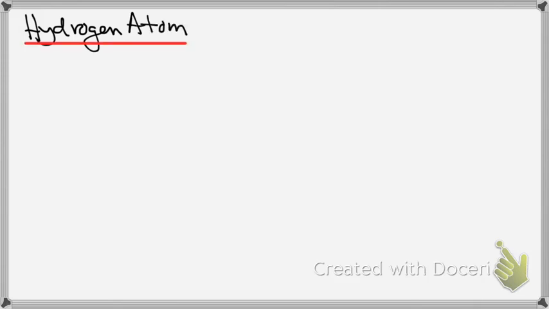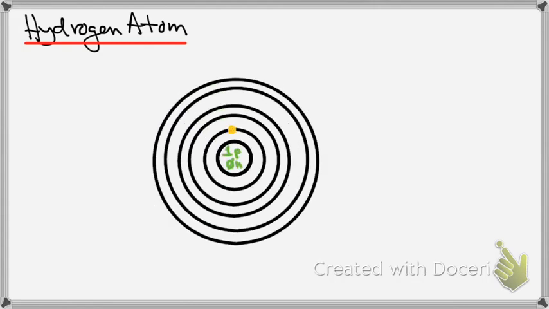So he developed a model, and his model he used to help explain what would happen to a hydrogen atom when it was hit with energy. So he pictured a hydrogen atom looking something like this. You have that central nucleus. Hydrogen atoms only have one proton in the nucleus. That's what makes this atom a hydrogen atom.